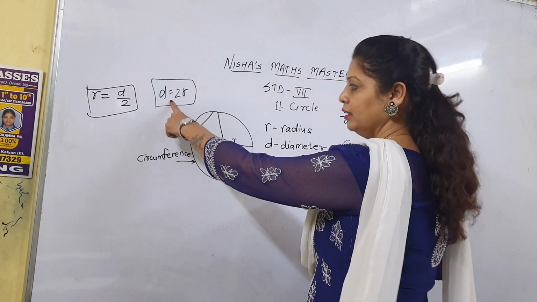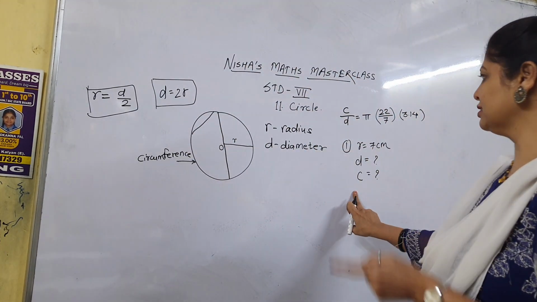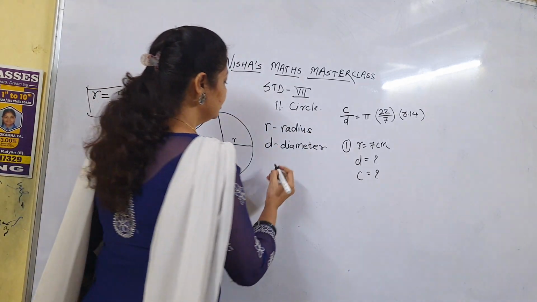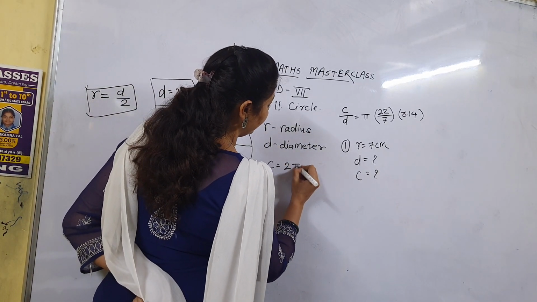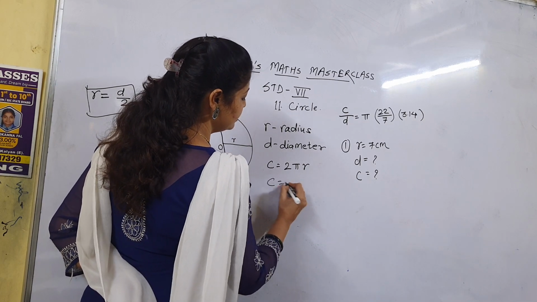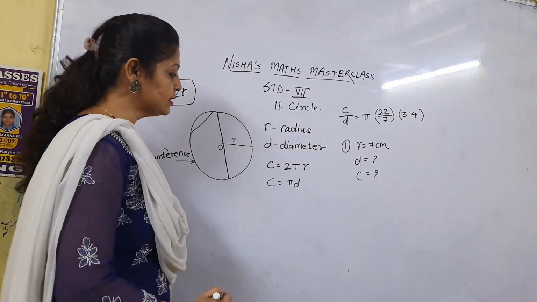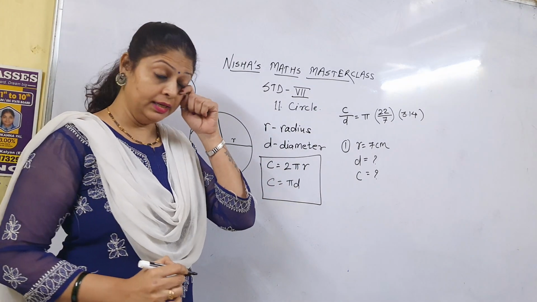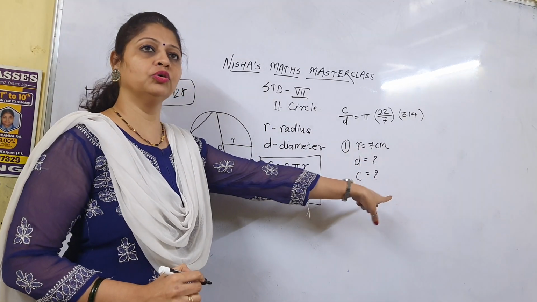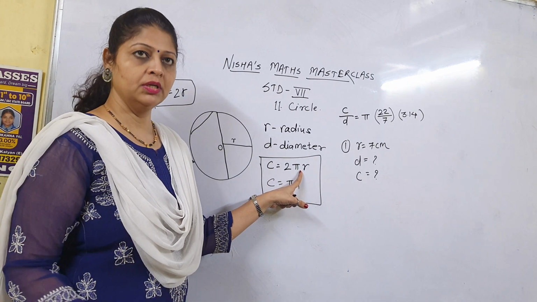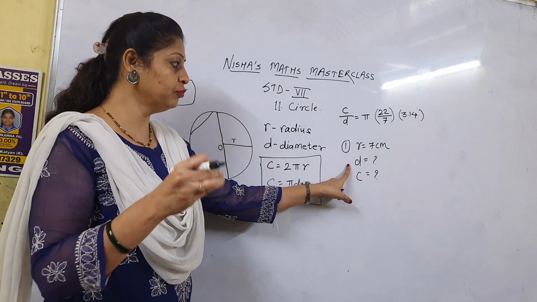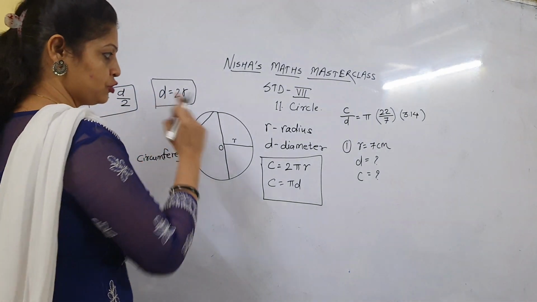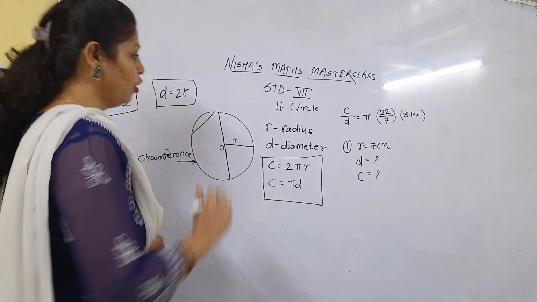Now see, for diameter we have a formula, and for circumference also we have a formula. Circumference is equal to 2 pi r, or circumference is equal to pi d. These two formulas are most important to find out the circumference. Now r is already given, but we have to find out d also, so for d we use this formula first.